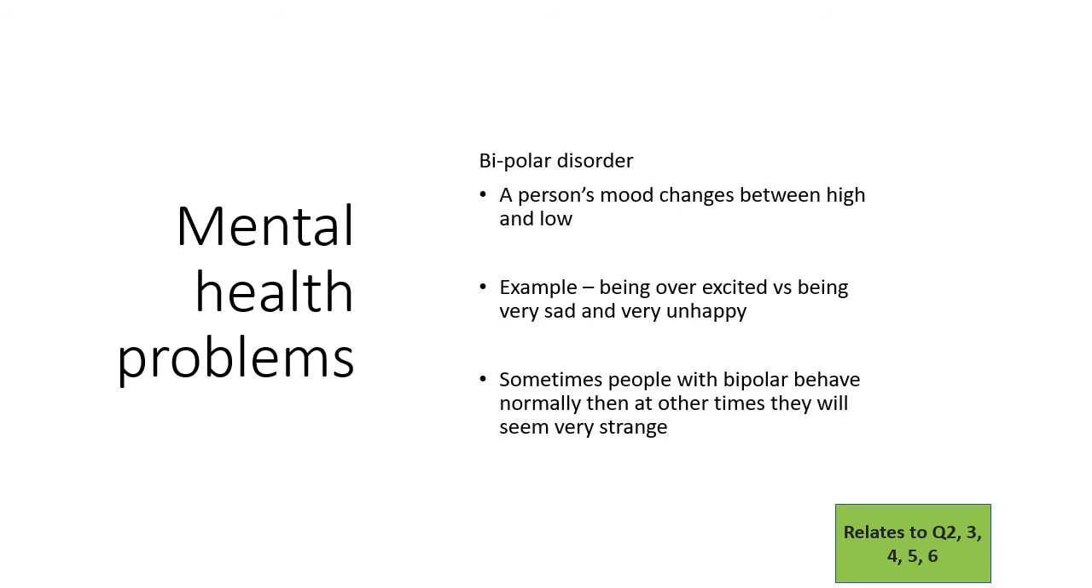Bipolar disorder. This is when a person's mood changes between high and low. So for example, being overexcited versus being very sad and very unhappy. And sometimes people with bipolar behave normally, then at other times they will seem strange.